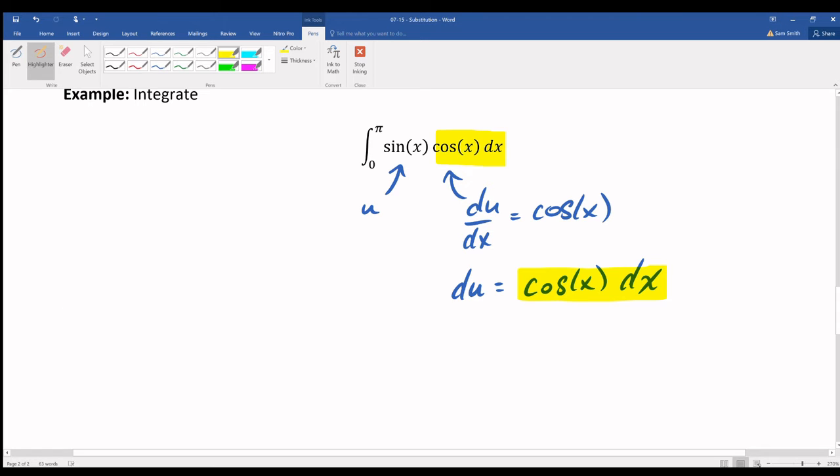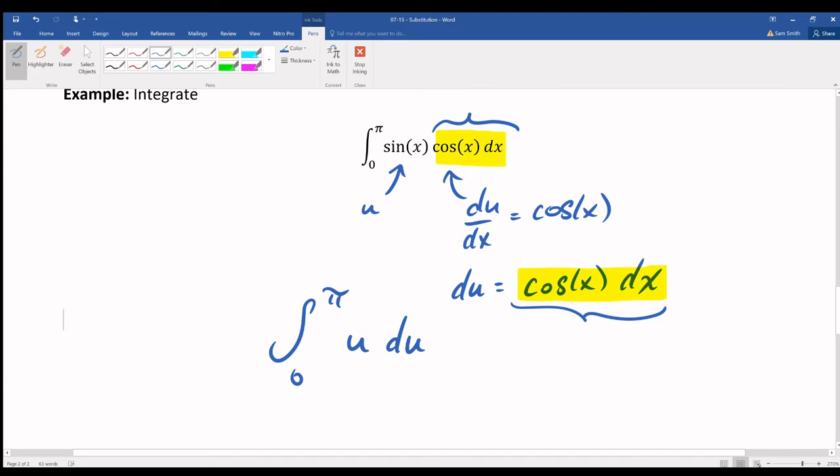This can be quite nice sometimes. If you see a big quantity like this as you're solving for du, and exactly the same big quantity shows up in your integrand, you can replace those usually quite quickly. So now I will go in and I will replace sine x with u, and I will replace the cosine x dx entirely with the du, which I know that that expression is equal to.